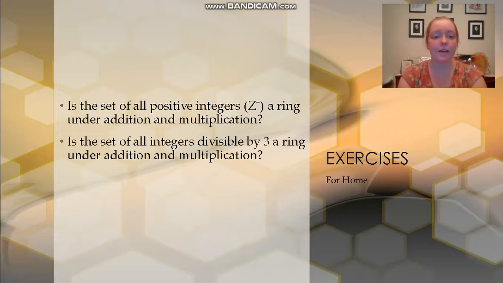All right, and then here are some take-home exercises that you can work on yourself. Is the set of all positive integers, Z plus, a ring under addition and multiplication? And then is the set of all integers divisible by 3 a ring under addition and multiplication?